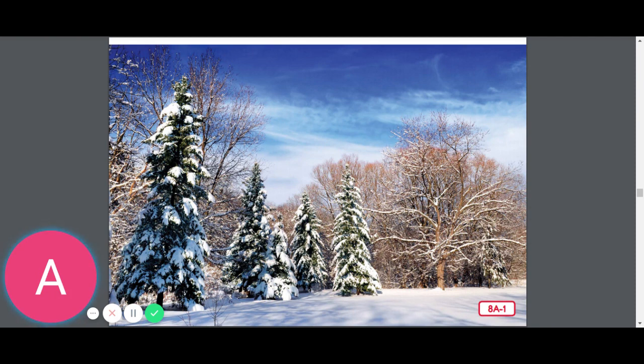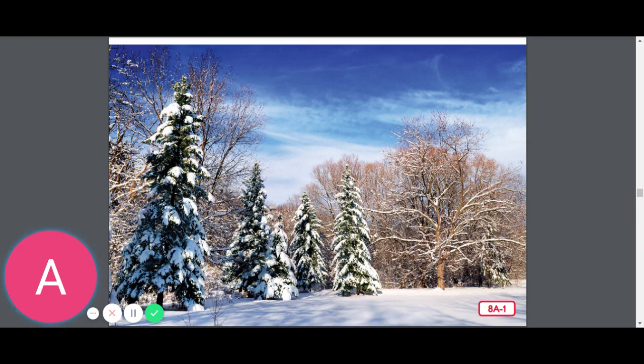Let's talk about what you see in this picture. This is a picture of a forest. Forests are made up of many trees and other plants. What time of year do you think this is? You're right. It looks like winter. How did you know that? Because there's snow. Yes, correct. What living things do you see in this picture?